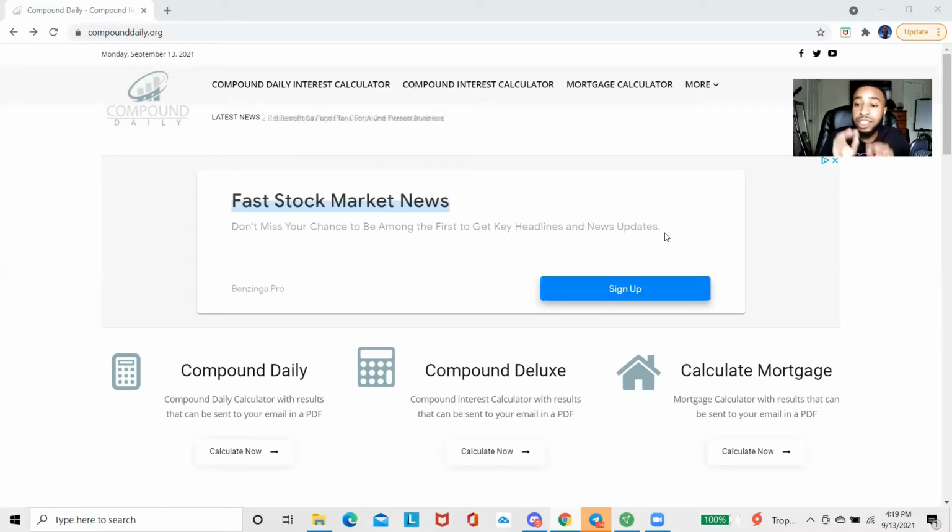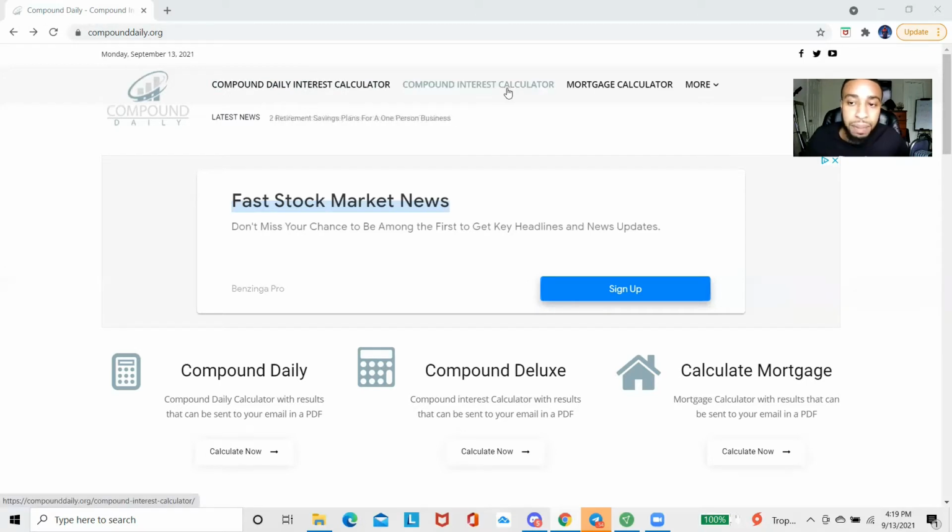There's a website, if you can look right here, called compounddaily.org. What I would ask of you is to go tap into compounddaily.org. It's a website that gives you a very seamless, easy, maneuverable way to calculate your compound interest. Whenever you first get to the website, compounddaily.org, not .com, the first thing you want to do is click on where it says compound daily interest calculator.